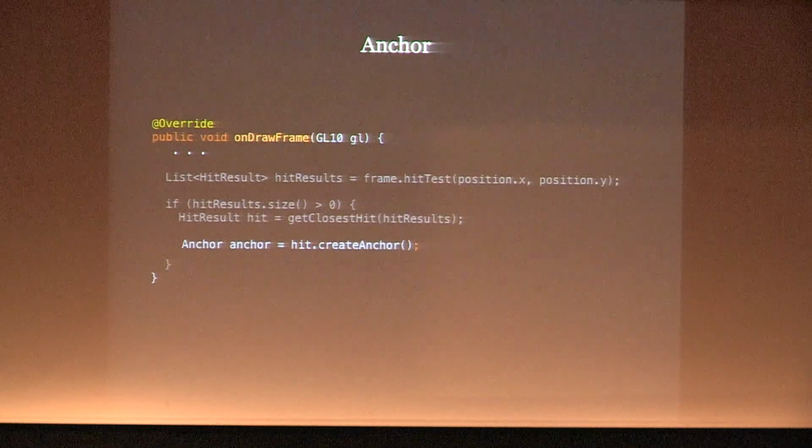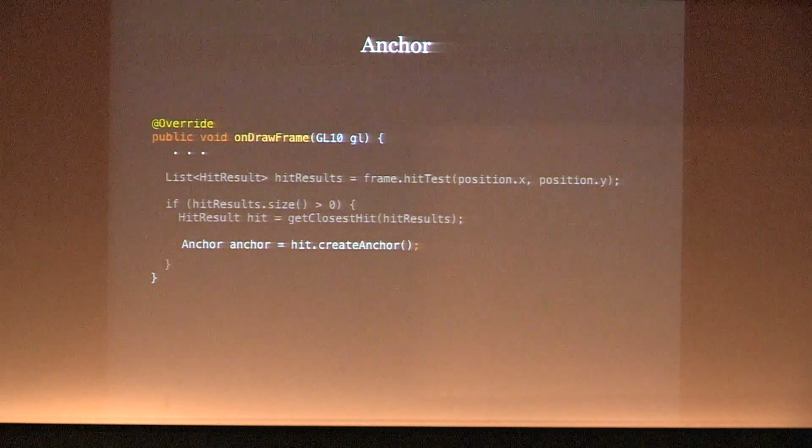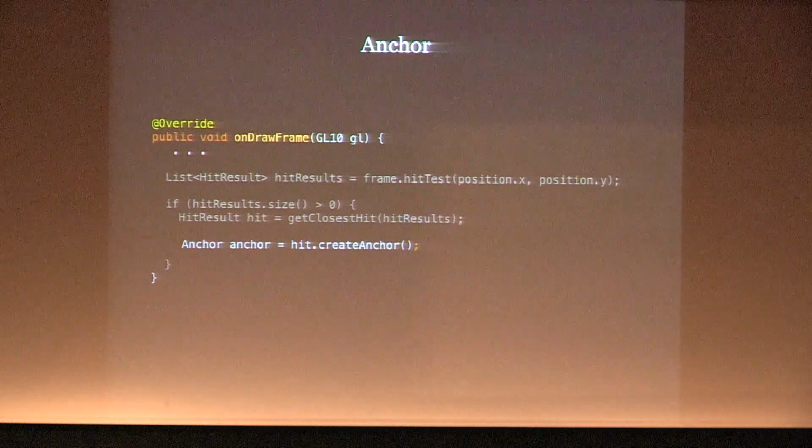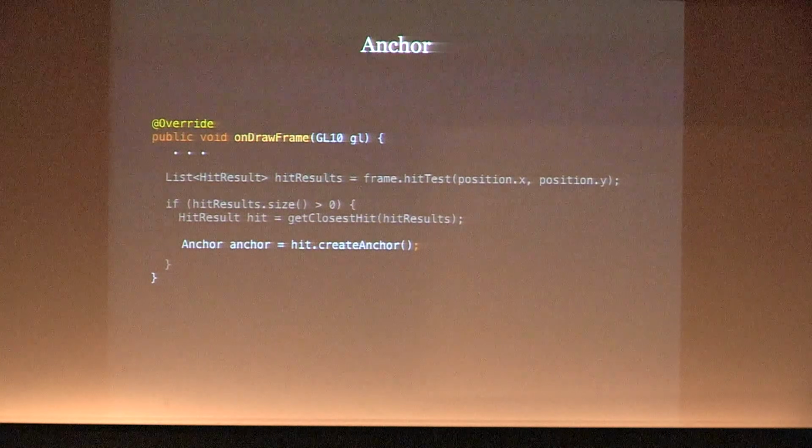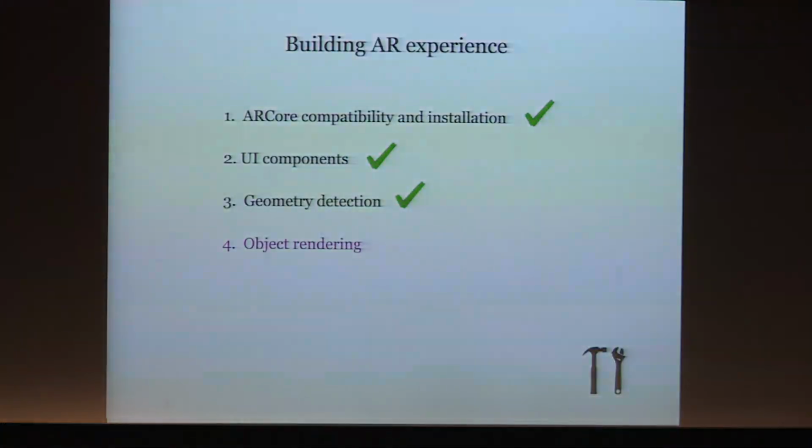It's very trivial. You're just invoking a method, create anchor, on a hit, and you will get your instance of an anchor. That's pretty much it about geometry detection. So we've talked about sessions, frames, hit results, light estimation, camera, and anchors. So we're able to scan our environments, see planes and feature points, and identify a point where we would love to draw something. So let's see how we're actually drawing items.